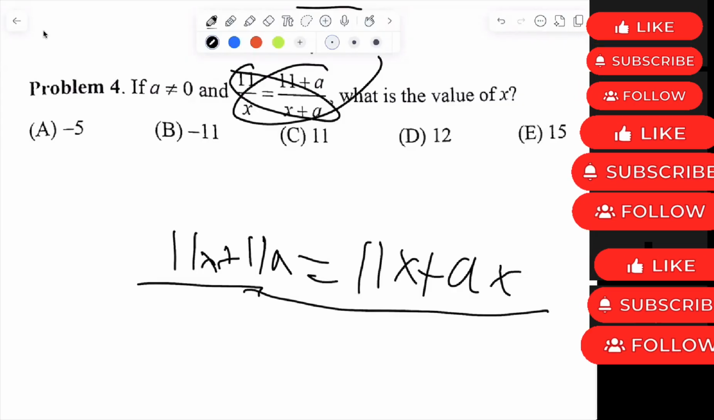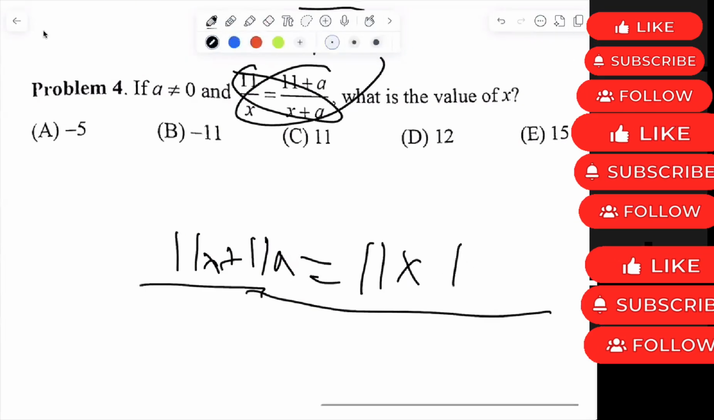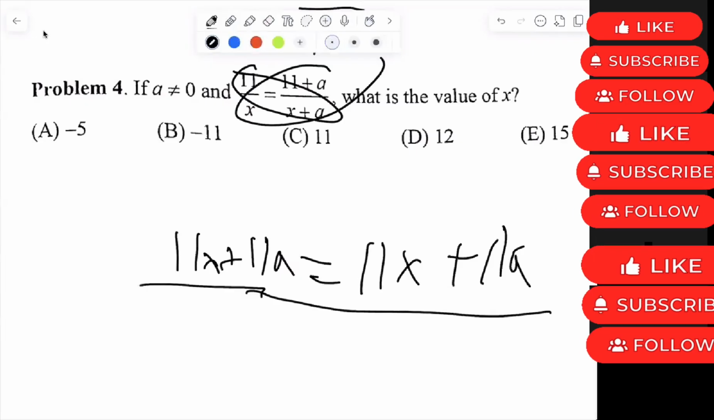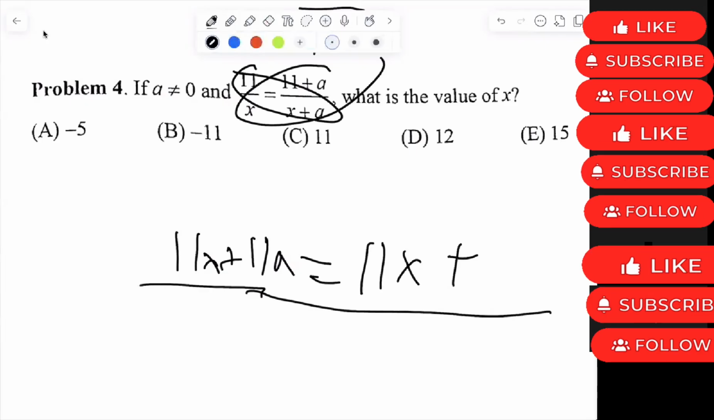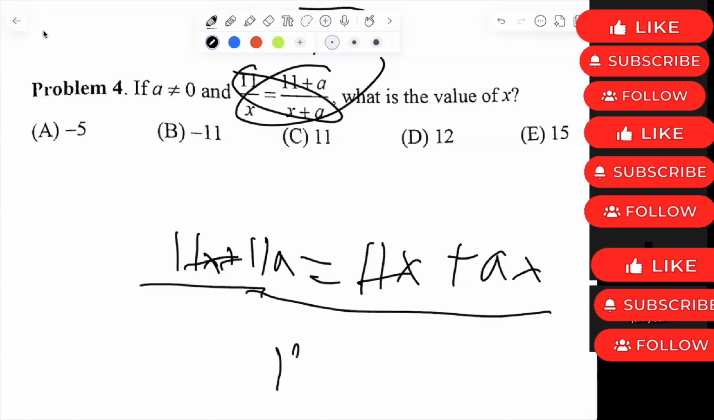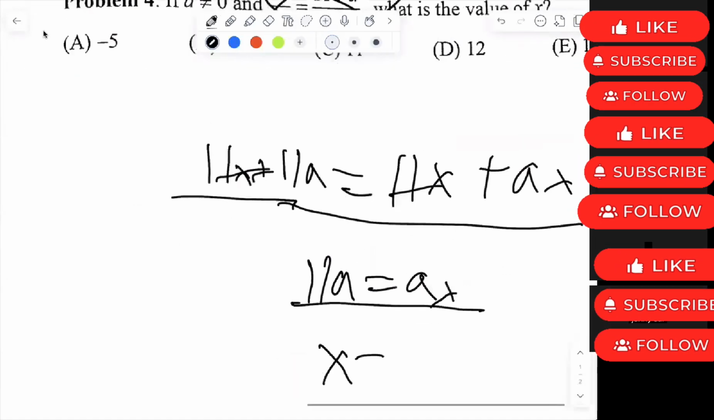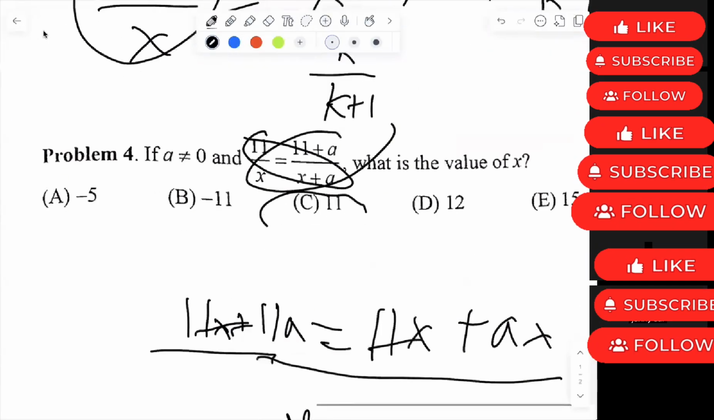Oops, my bad. Hold up, I accidentally got mixed up. It shouldn't be 11, it should be ax instead. Now we have this, right? We can cancel out the 11x and we can get 11a is equal to ax. This is just telling you x equals 11. This is pretty simple from here. Since a cancels out, we get x equals 11, or C as your answer. Alright?